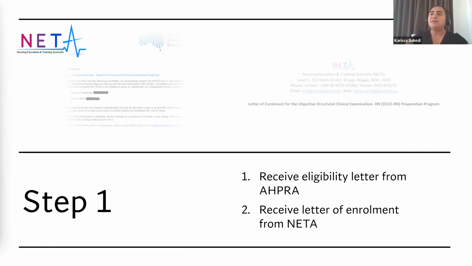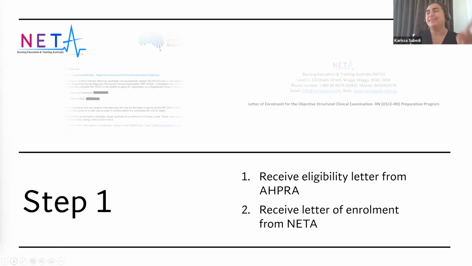So the image above on this screen, the left side is a sample of an eligibility letter from APRA. That's from one of our students. And the other one is a letterhead and also the subject from NETA. So you will be receiving this document as well from NETA. And as I said, these two strong documents will help and will support your application to be able to come here in Australia. That's your step one.